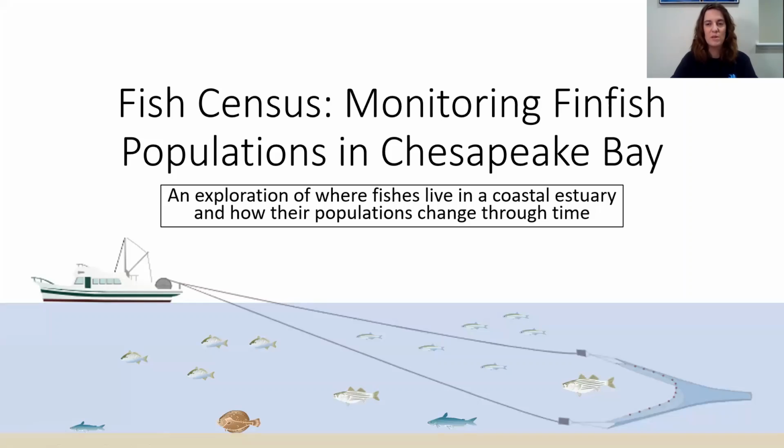Just like a census of people, fishery scientists visit different habitats to learn what species live there and how many fish there are. Students will also learn about the different factors that determine whether a particular fish species might be found in an estuary.